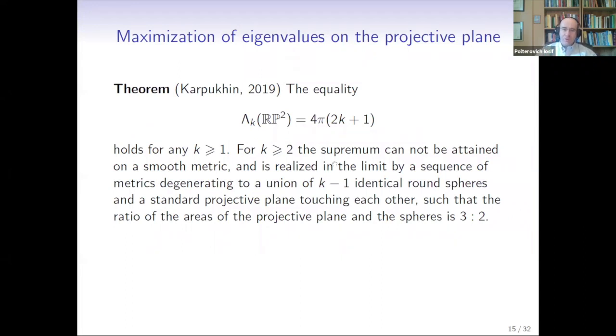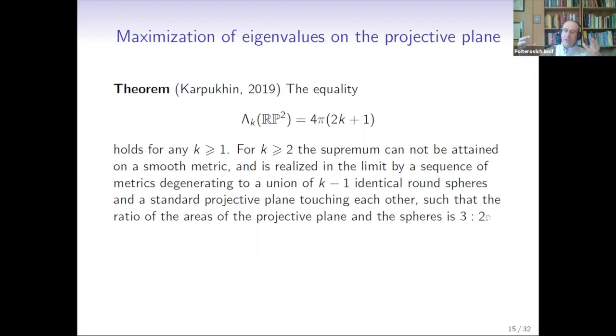So let me now state a cousin of this result, which is due to Misha Karpukhin from 2019, which is a similar result for the real projective plane. For the real projective plane, it has been shown that the big lambda k is equal to 4 pi times 2k plus 1. And once again, for k equal to 1, we recover the result of Li and Yau. For k greater or equal than 2, we get the following surface. You can think of it as a projective plane with k-1 spheres attached to it, the spheres are identical, and the ratio between the areas of the projective plane and the spheres is 3:2.